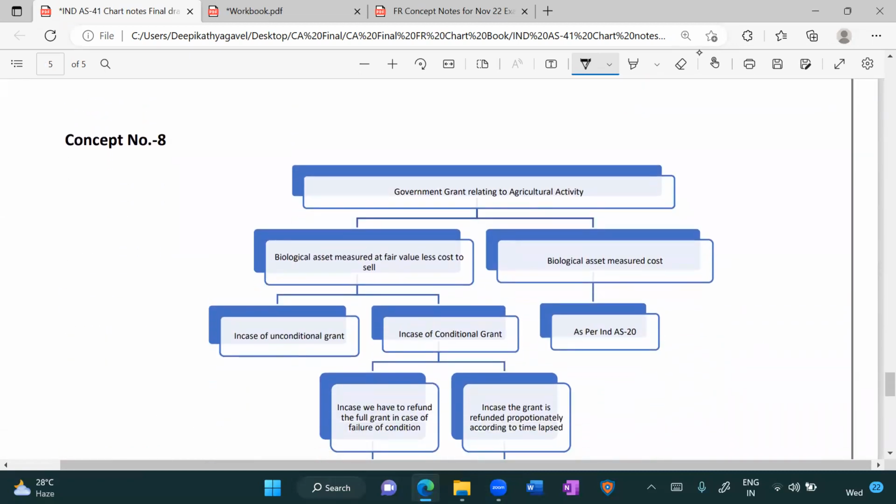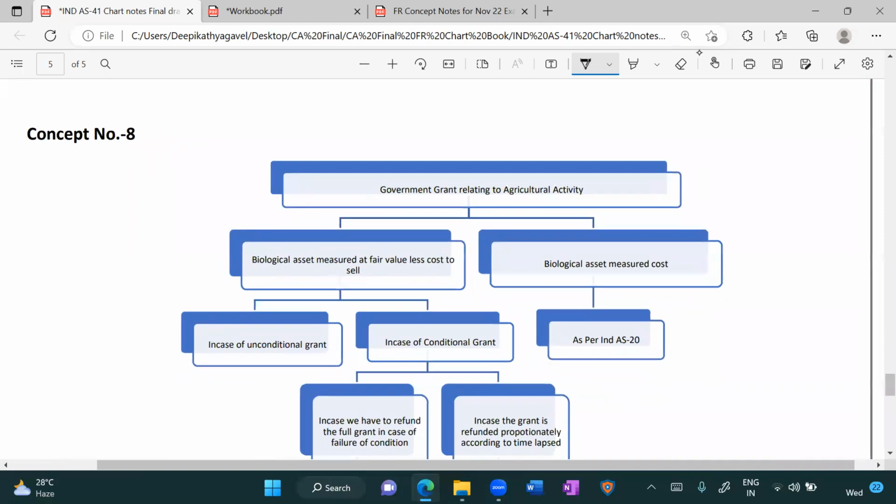Now, moving on to concept number 8. It's a relatively very small standard. Concept number 8 is basically the last concept, which is government grant related to agricultural activity. Now, if a government grant has been given relating to agricultural activity, we discussed in the applicability itself that it will be covered under IND AS 41 and not under IND AS 20, right?